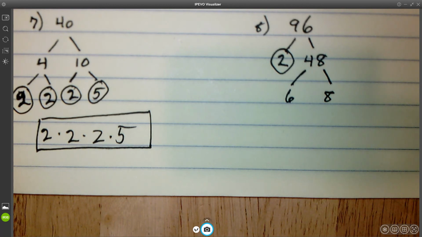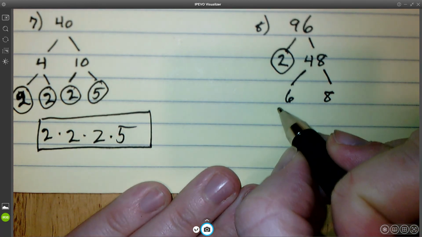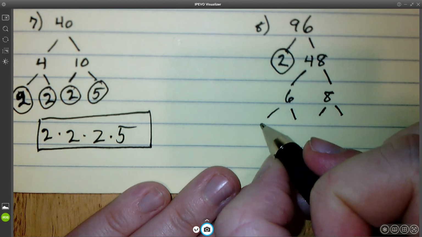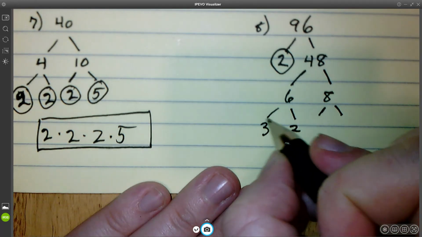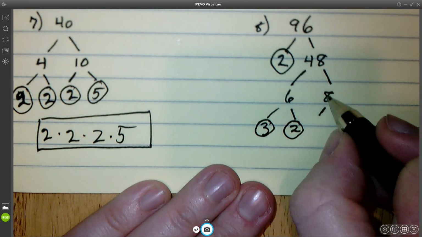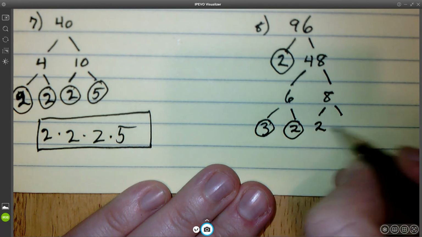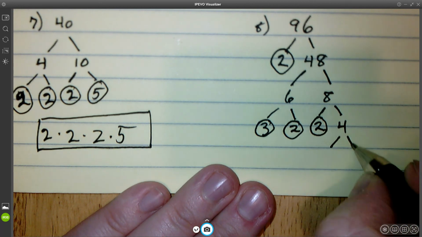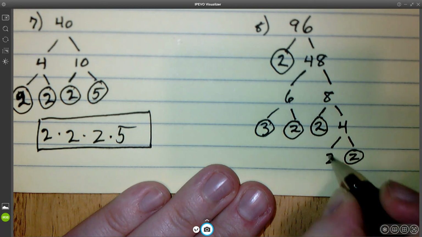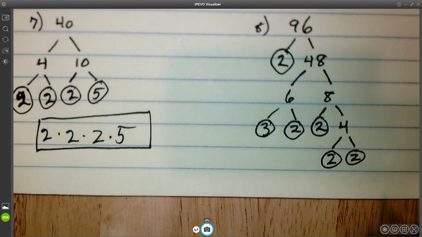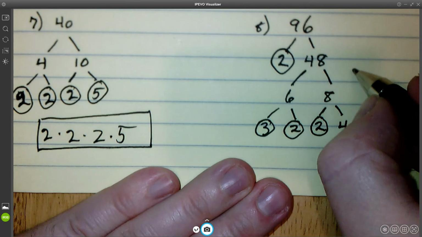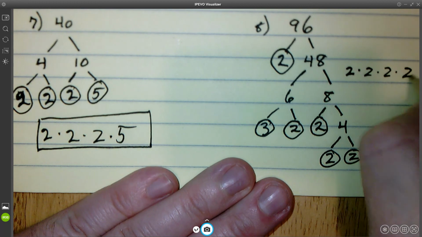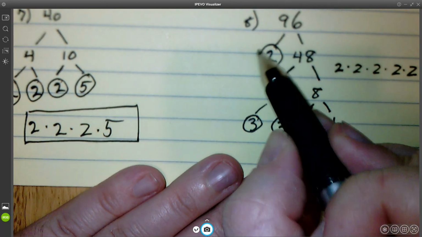6 is definitely not prime. 8 is not prime. 6, 3 times 2. 3 is prime, 2 is prime. 8 is 2 times 4. 2 is prime, 4 is not. So we separate those out, 2 times 2. So we're going to get 2 times 2 times 2 times 2 times 2. 1, 2, 3, 4, 5 2s. Times 3.